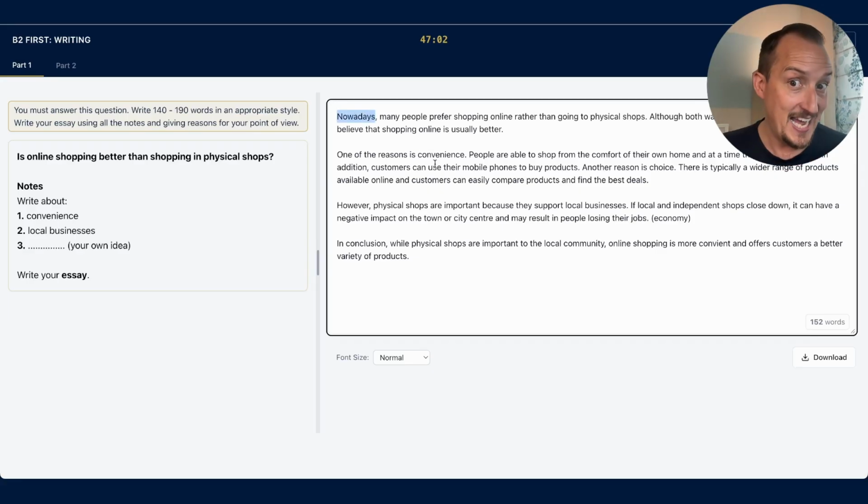So we did that with today. Rather than say today, we said nowadays. Really nice upgrade. So nowadays, many people prefer shopping online rather than going to physical shops. Yeah, that works. Rather than doing something is the correct grammatical form.